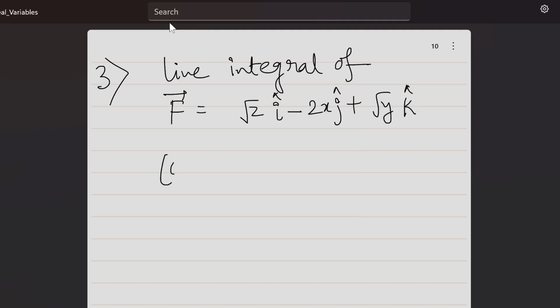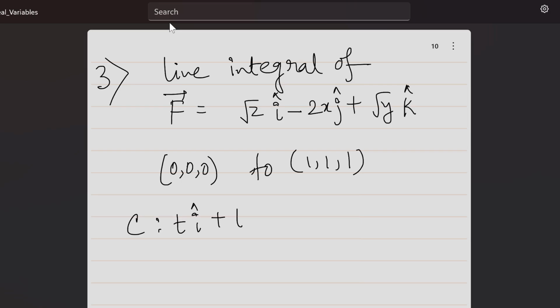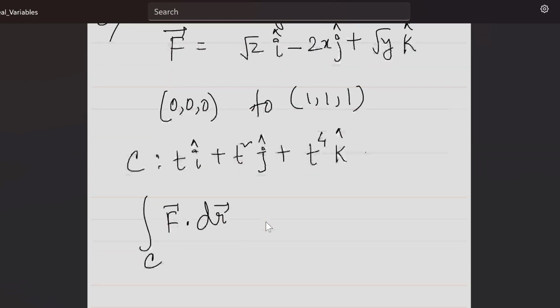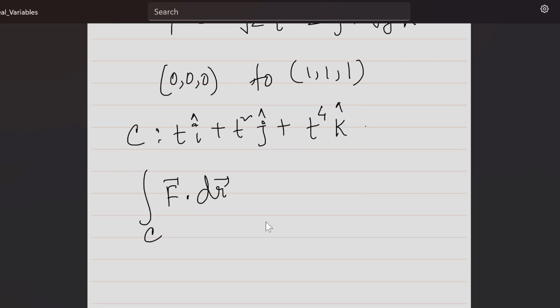And it is from 0, 0, 0. So it is 3-dimensional. To 1, 1, 1. Over some path. So the path is r(t) equal to t i plus t squared j plus t power 4 k. This is the parameterized path. So if you know, the line integral formula is integral over c of f dot dr, right? This is the formula where dr is the infinitesimal length, means small length. That means dr vector is nothing but dx i cap plus dy j cap plus dz k cap.